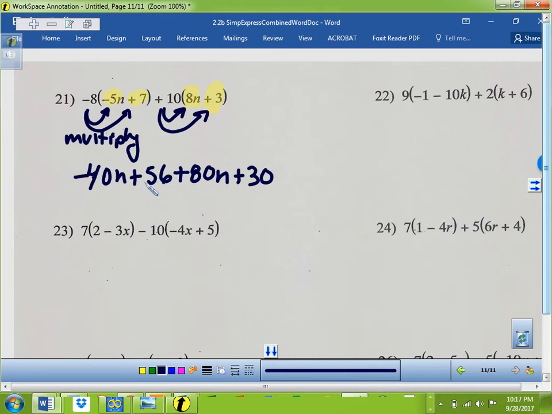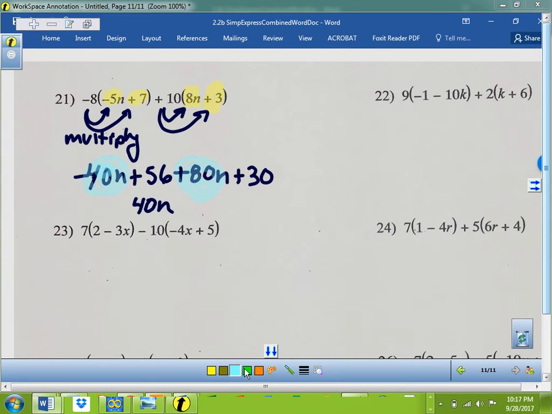So I got a big long expression, so I say, can I make it simpler? I see the n family here, and here. I'm going to combine those two. Negative 40n plus 80n would be what? Positive 40n. And then I see 56 with 30. So 56 plus 30 would be 86.